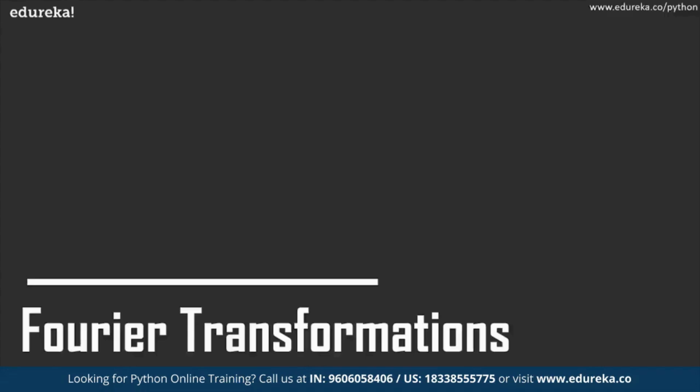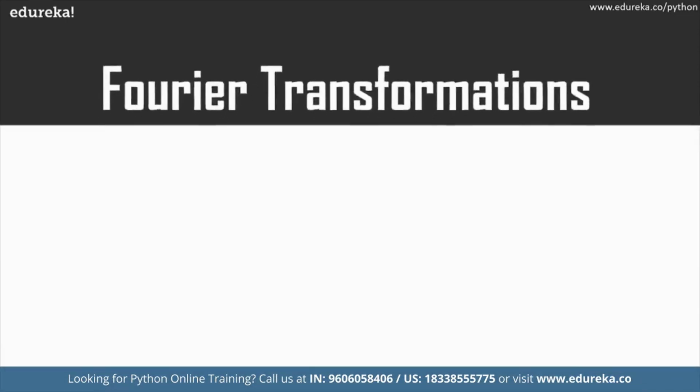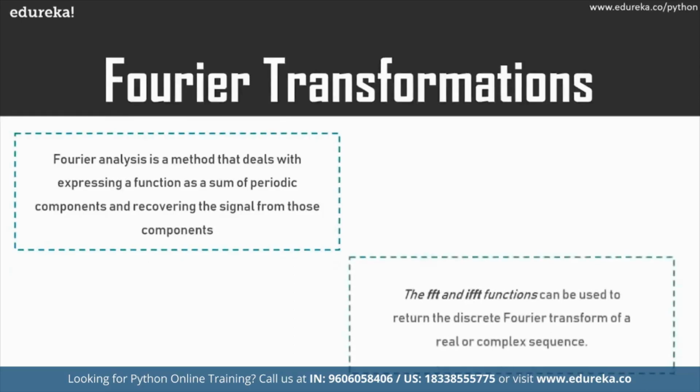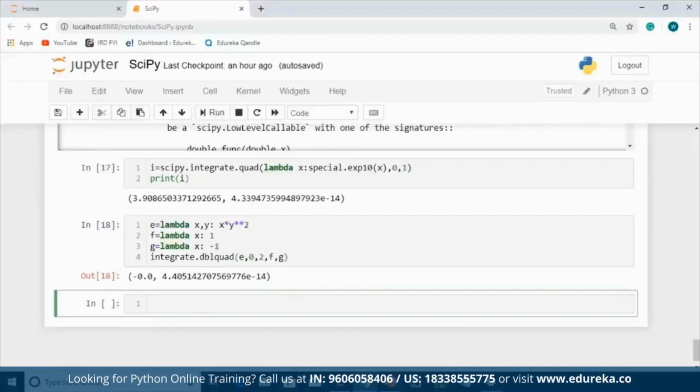So now let's get back to our presentation and take a look at some of the Fourier transform functions present in SciPy. Fourier analysis is a method that deals with expressing a function as a sum of periodic components and recovering the signal from those components. To calculate this, you can make use of the FFT function and the IFFT function, which return the discrete Fourier transform and the inverse Fourier transform of a real and complex sequence. So now, let's move on and see how this works.